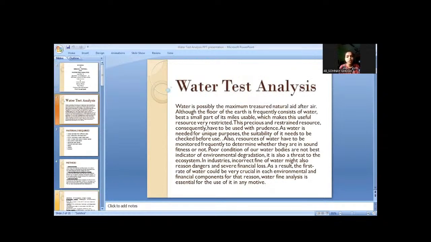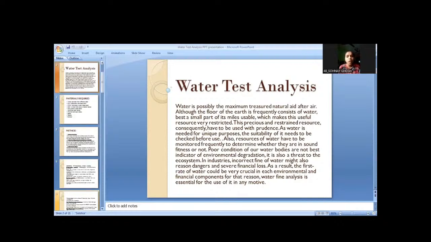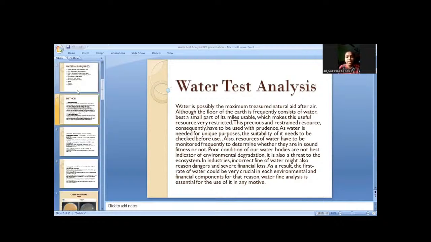Let us understand what water test analysis is about. What is possibly the most treasured natural resource of the earth? Although the surface of the earth is frequently covered with water, only a small part of it is usable, which makes this resource very limited. This precious and scarce resource therefore has to be used with prudence.